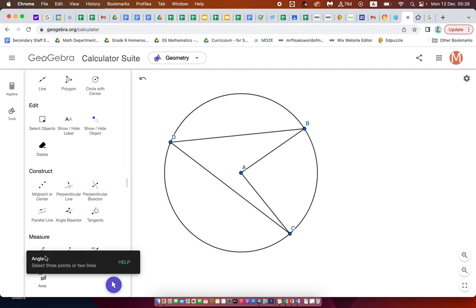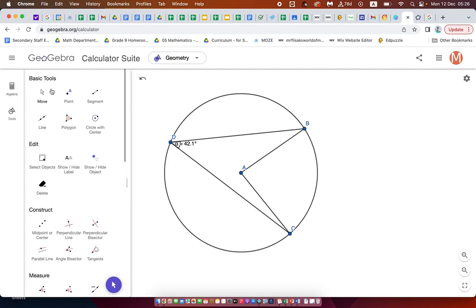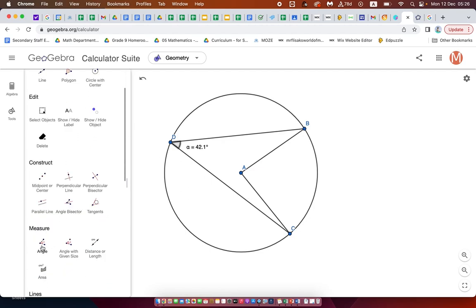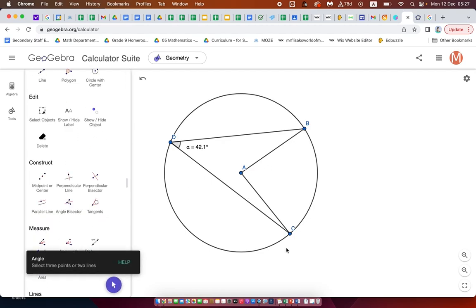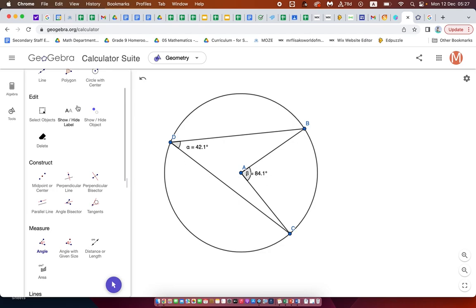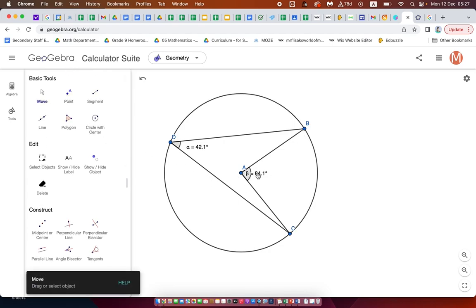Using the angle measuring tool, I'm going to measure the inscribed angle first. There's my angle measure. I'm going to move it a little bit so I can see it better. Okay, great. Now I'm going to measure the central angle as well. Measure the angle and the central one. Okay, there it is. And I'll move that measure as well.